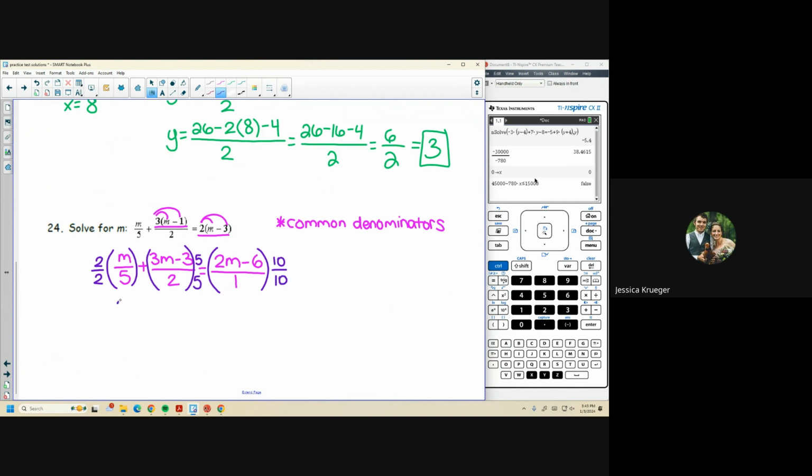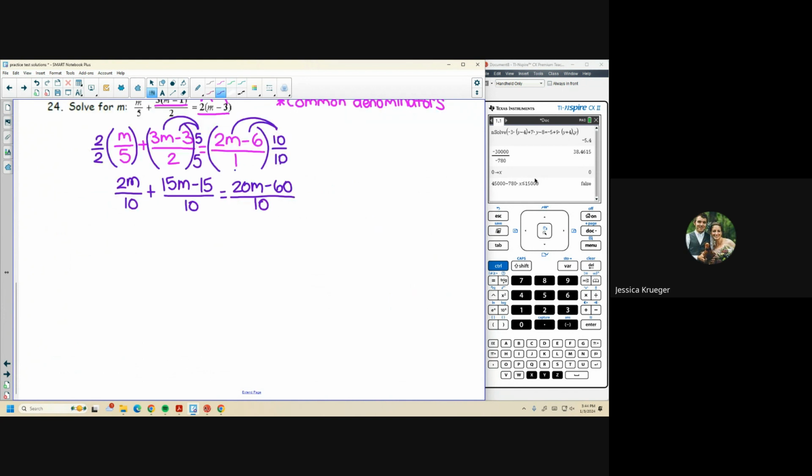This first fraction is going to become 2m over 10. My second fraction is going to become, I've got to multiply the 5 by everything inside, so 15m minus 15 over 10 equals, distribute the 10 through, 20m minus 60 over 10 times 1 is just 10. So now I've rewritten all these fractions so they have the same denominator.